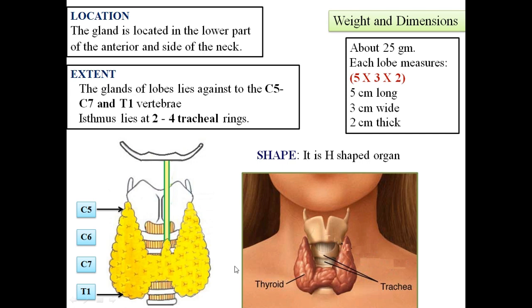The gland is about 25 grams in weight. The length is approximately 5 centimeters, the width is 3 centimeters, and the thickness is 2 centimeters. The gland looks like an H shape.